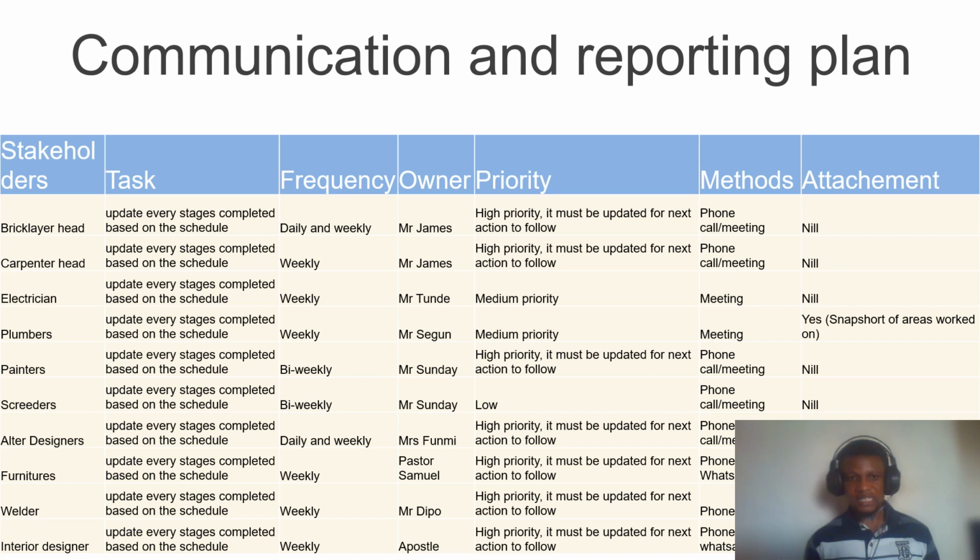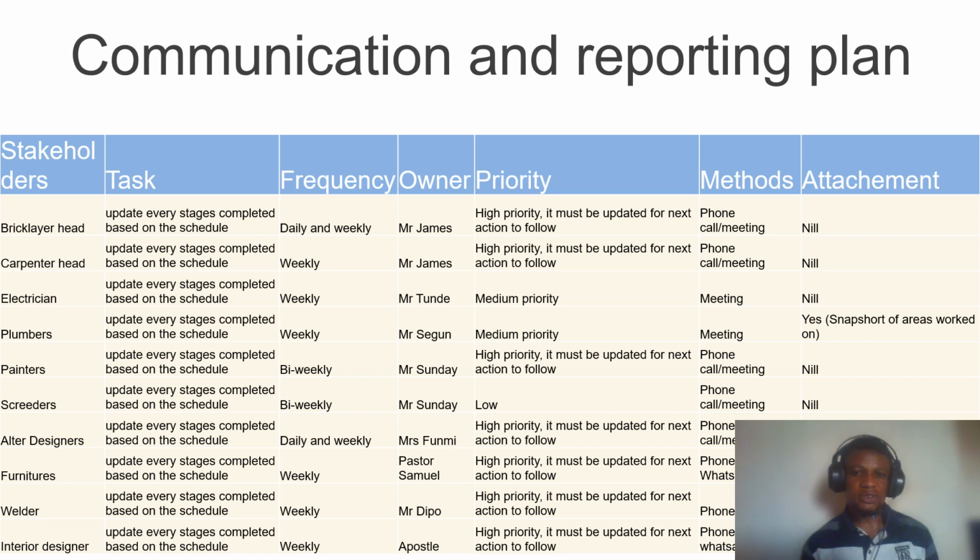They have similar tasks. In terms of frequency, the bricklayer is expected to carry out that update on a daily and weekly basis. You have the carpenter head, because his work is dependent on the bricklayer, so his own updates are weekly. Same with the electrician, same with the plumber. Painters update bi-weekly, screeders bi-weekly. The designer daily is expected to send screenshots of what has been done to the senior pastor. The plumber is also expected to send snapshots of areas worked upon, sorry, not to the senior pastor, but to Mr. Shegun, who heads that aspect of the project.